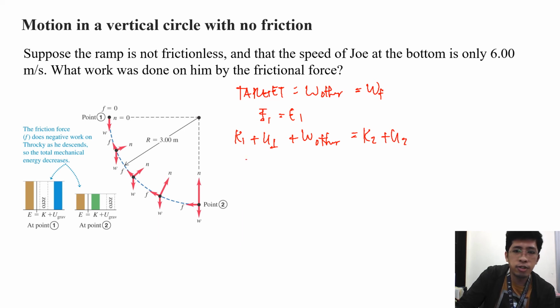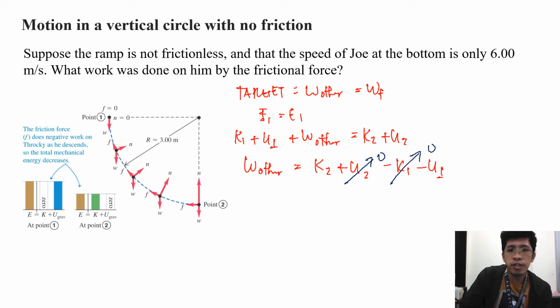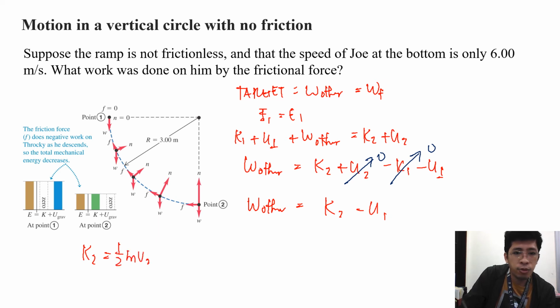Our target is the work other, so your work other is equal to K2 plus U2 minus K1 minus U1. But here your U2 again is 0 because this is at the ground. Your K1 is 0 because you do not have speed at the top of your ramp. It's at rest in the beginning, at point 1. So we just have work other equal to K2 minus U1. Your K2 is equal to 1 half m v2 squared, so you have 1 half times the mass of Joe, times 6 meters per second squared. And you get your K2, which is equal to 450 joules.